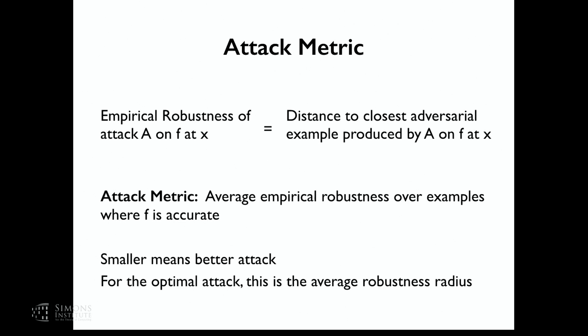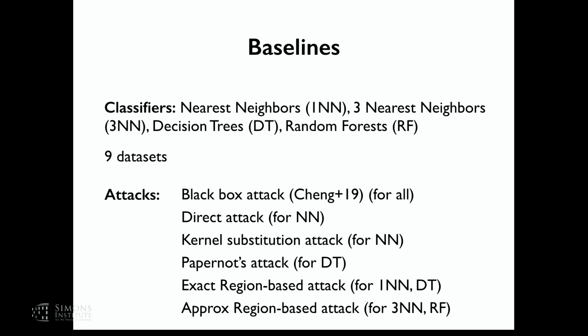So how do we measure attacks? Because we will evaluate a bunch of different algorithms, we are going to use this notion of empirical robustness. The empirical robustness is essentially the distance to the closest adversarial example produced by attack A on classifier F at X. Our attack metric is going to be the average empirical robustness over examples where F is accurate. If it's small, that means your attack is better, and for an optimal attack, this would be the average robustness radius, with the average taken over the accurate points.